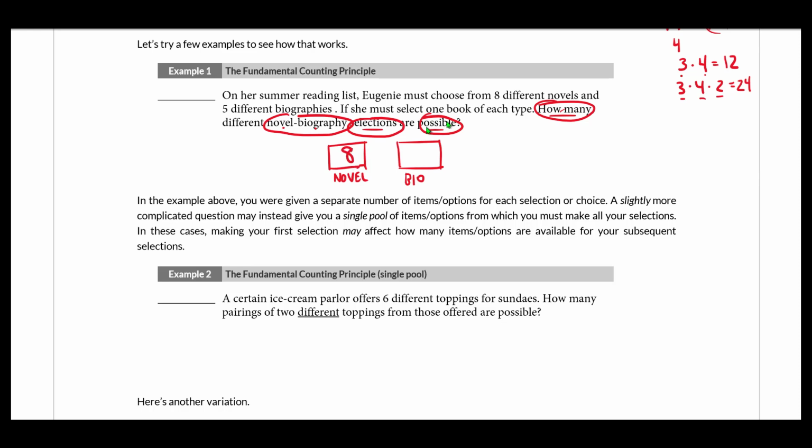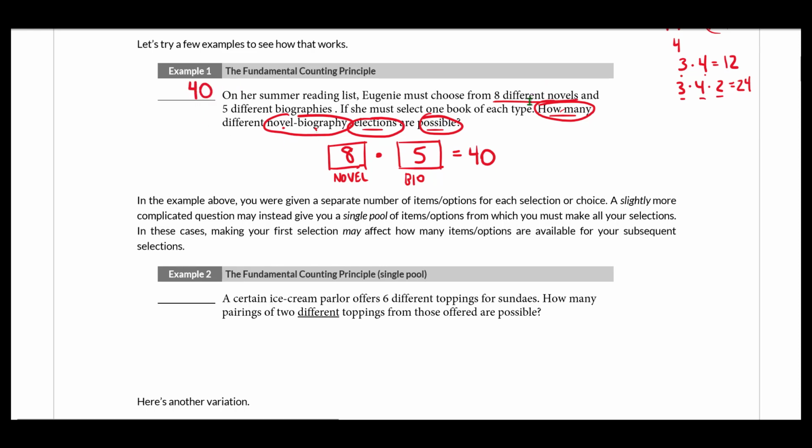And of course, from the question, I've got 8 possible novels, I've got 5 possible biographies, and the fundamental counting principle says that if I want to combine one novel with one biography, and I have 8 ways to choose a novel and 5 ways to choose a biography, then I have 8 times 5, which is 40 ways to make these novel biography selections. So the answer here is 40.